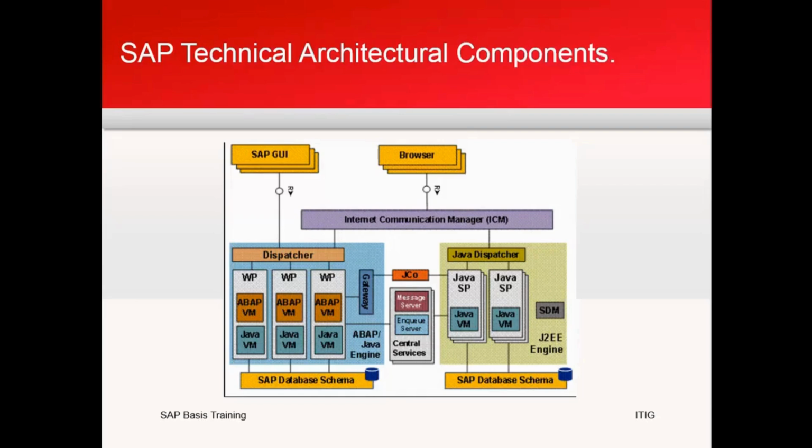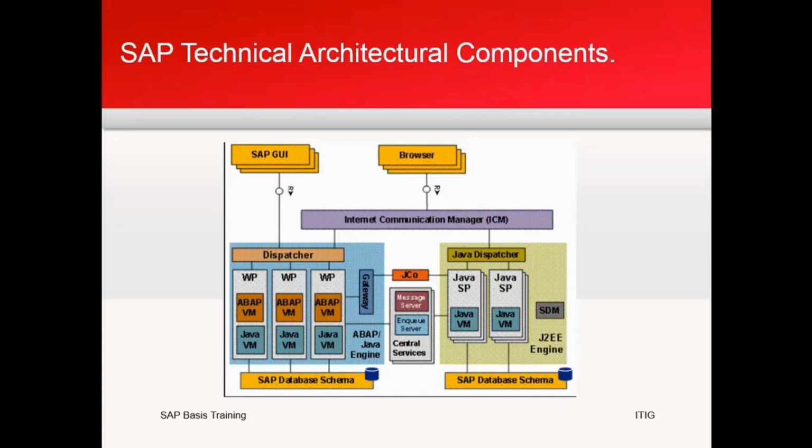Okay, now this is basically the technical architecture. Here you can see different architectural components. On the left side you have the ABAP stack. ABAP stands for Advanced Business Application Programming. Basically it's a proprietary language developed by SAP and it's more like SQL itself. On the right side you have the Java stack, which is a Java system developed mainly on Eclipse. So one side is the ABAP stack, another side is the Java stack.